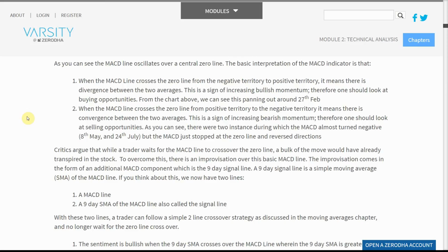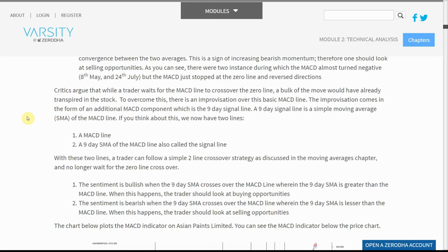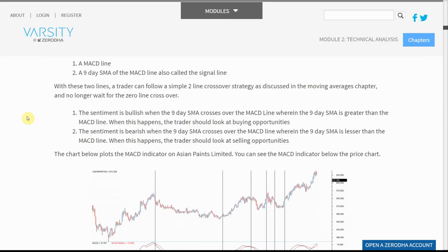Critics argue that while a trader waits for the MACD line to cross over the zero line, a bulk of the move would have already transpired in the stock. To overcome this, there is an improvisation over this basic MACD line. The improvisation comes in the form of an additional MACD component, which is the 9-day signal line. A 9-day signal line is a simple moving average (SMA) of the MACD line. If you think about this, we now have two lines: a MACD line, and a 9-day SMA of the MACD line, also called the signal line.